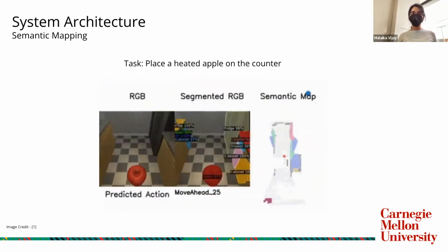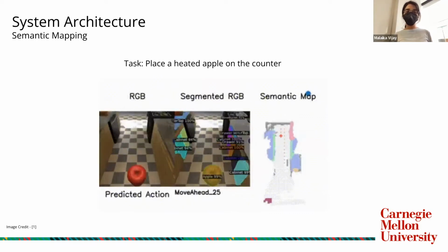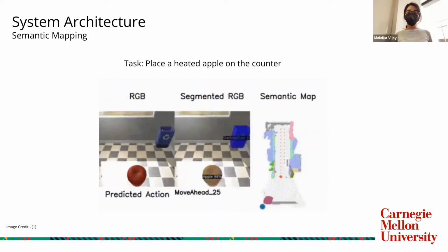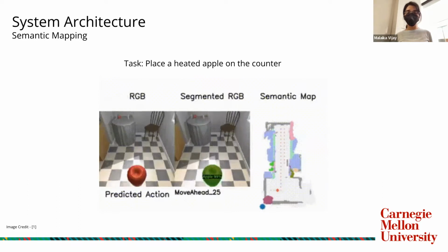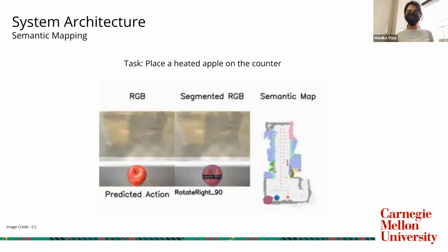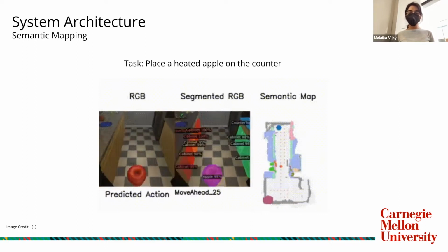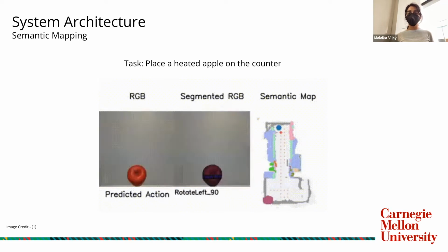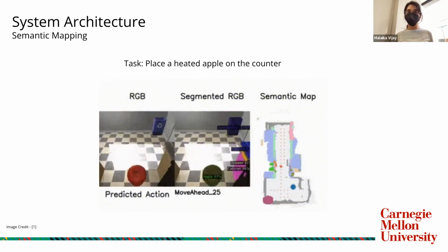This visual is an example of how semantic maps are constructed. On the left, you can see the RGB view of the agent. The tile in the middle shows you the segmented RGB view of the agent, so you can see object types and masks over identified objects in the scene. This segmented output is combined with the depth estimates to come up with a two-dimensional semantic map that you see on the right, which gets iteratively updated as the agent moves through the scene.